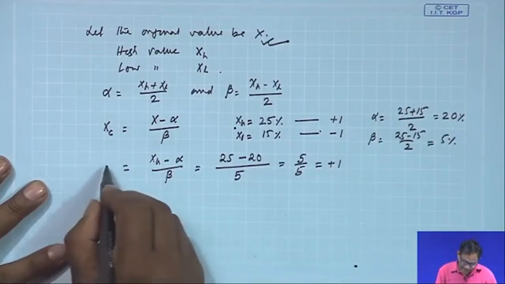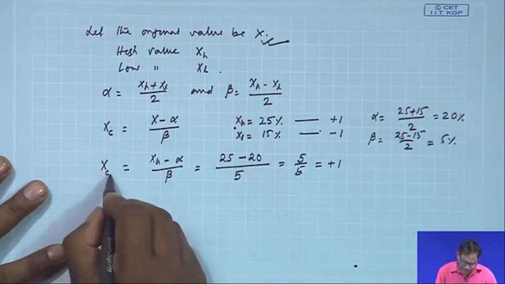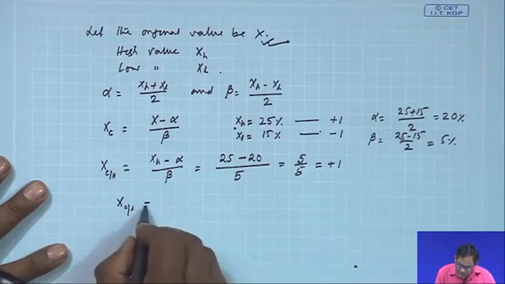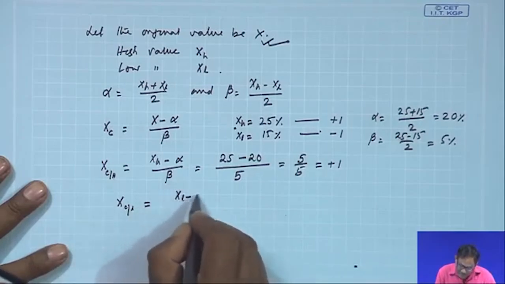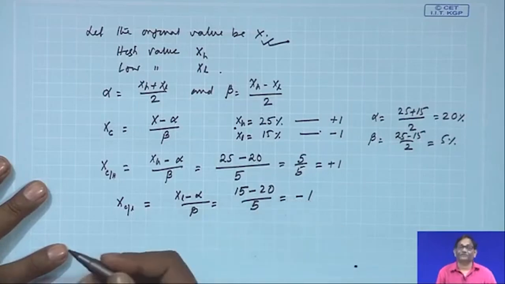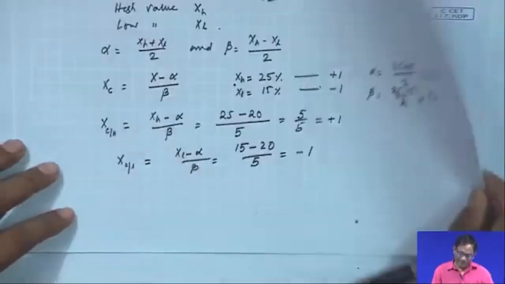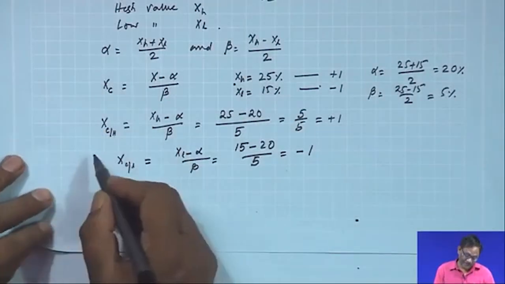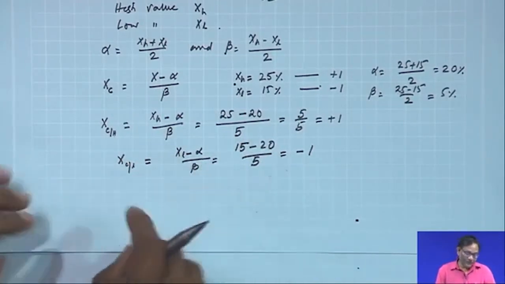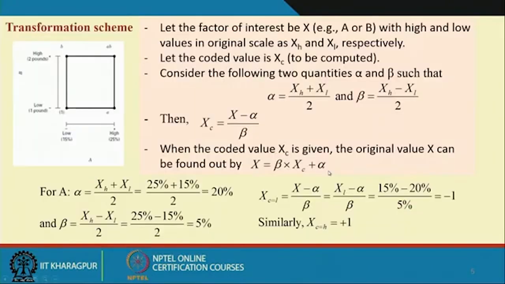In the same manner, x coded for low will be x low minus alpha by beta. So x low is 15% minus 20% by 5%, which is minus 1. If you do the same for the other factor, factor B, you will be able to do it in the same manner. So, let us see what we have done here. For A, alpha, beta, and for x low this is minus 1, similarly for x high it is plus 1.